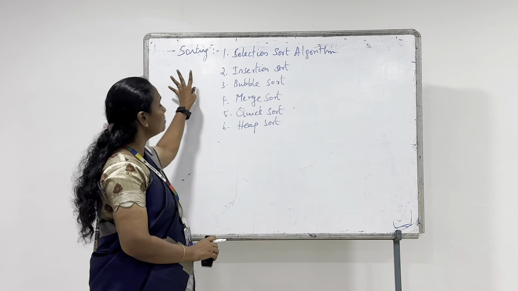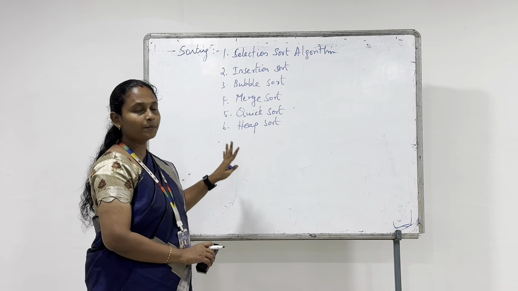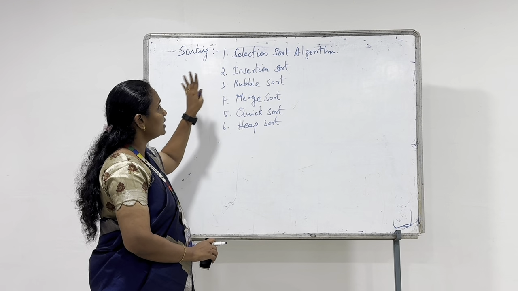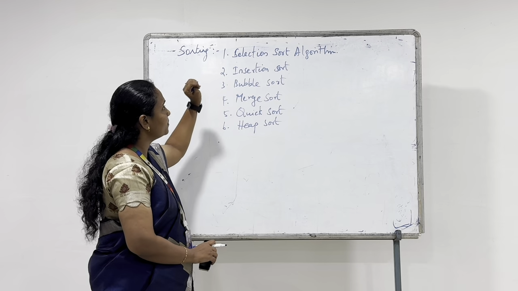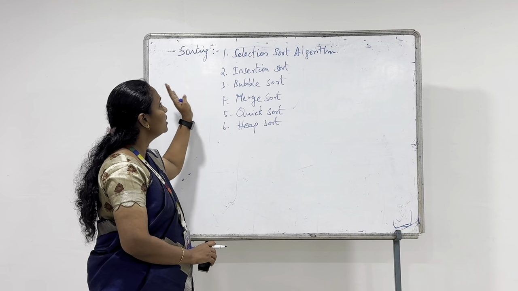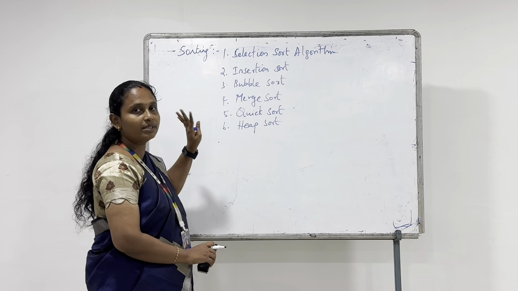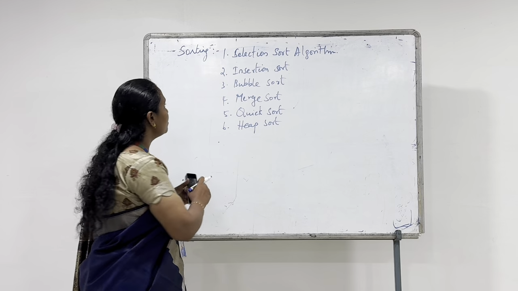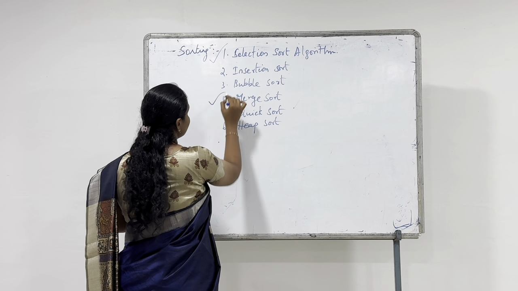The problem statement is sorting the set of elements in either ascending or descending order. For that problem, we have different algorithms. Selection sort is also going to do sorting. Insertion sort is also going to do sorting. Bubble sort, merge sort. The purpose of all these algorithms is to sort elements in either ascending or descending order. Today we are going to see two important sorting algorithms: one is selection sort and the other is merge sort.